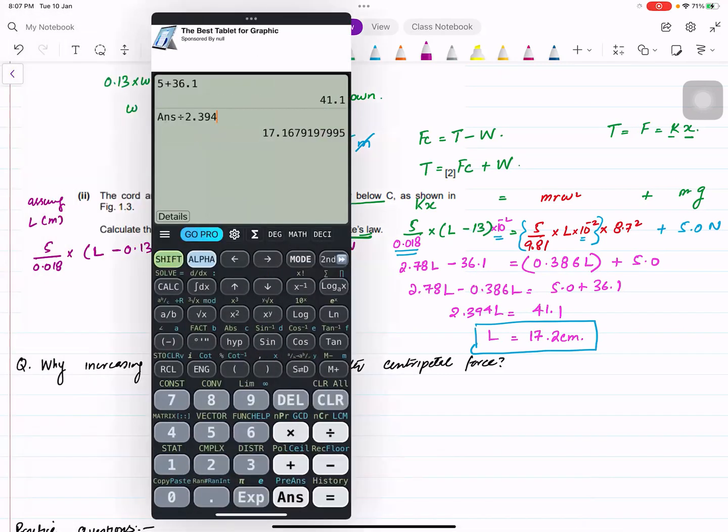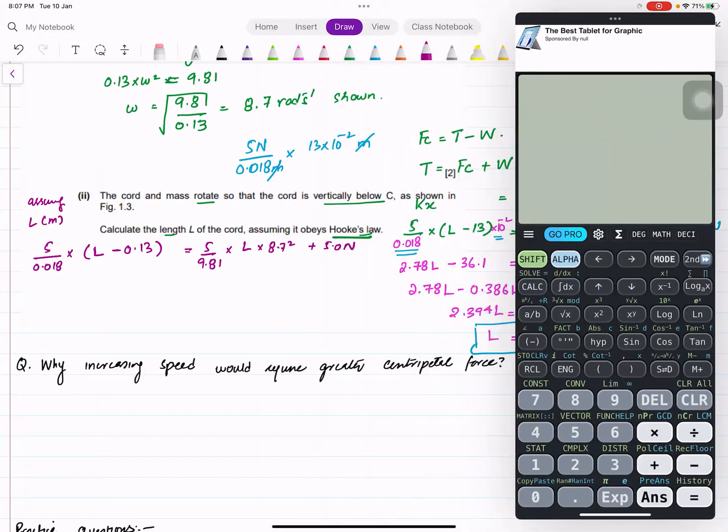Now, Anusha and Gatika will help us. 5 divided by 0.018, and this is going to be 278 length minus 5 divided by 0.018 times 0.13. So this is going to be 36.11, right? On this side, it is going to be 5 divided by 9.81 times 8.7.